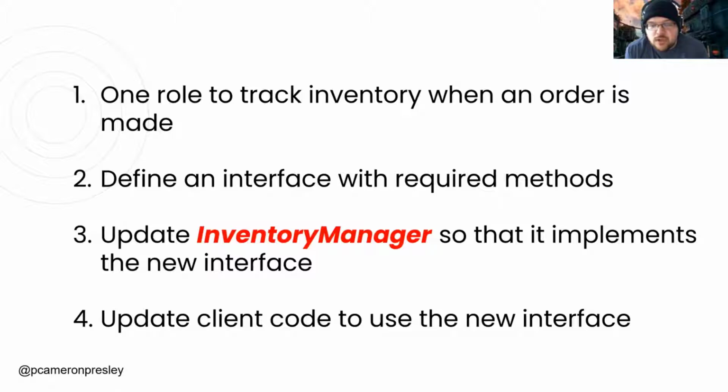One is to track inventory. So what we're going to do is we're going to create an interface for that role specifically, and it's going to list those specific methods as part of that interface. We'll update the inventory manager so it implements that new interface, and then we'll update the client code to use that new interface. The minute we do steps 3 and 4, we've now limited the scope that you can interact with the inventory manager in.